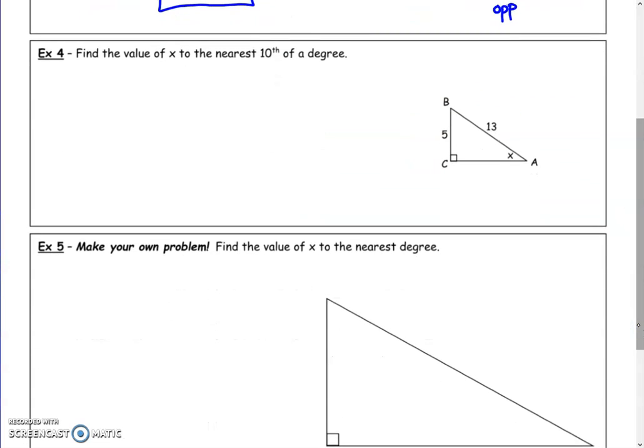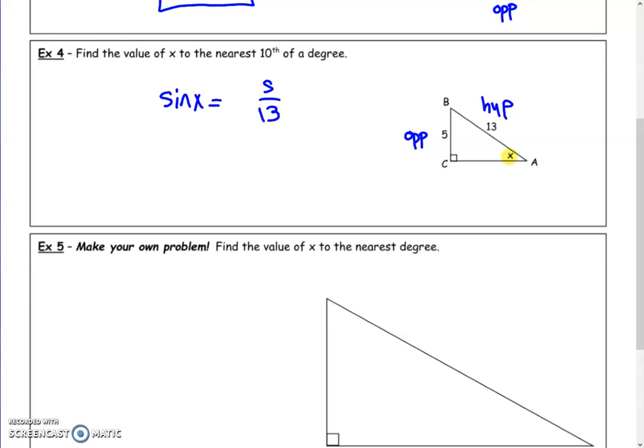Example 4, find the value of x to the nearest tenth of a degree. So they want us to be a little bit more accurate here, nearest tenth of a degree. Locate your angle and then identify the two sides. So across from the angle is opposite, 5 is the opposite, and 13 is the longest side, that's hypotenuse. Opposite and hypotenuse is sine. So sine of x equals 5 over 13.